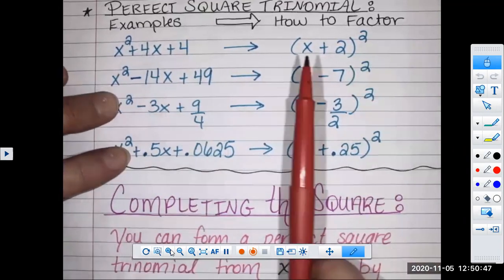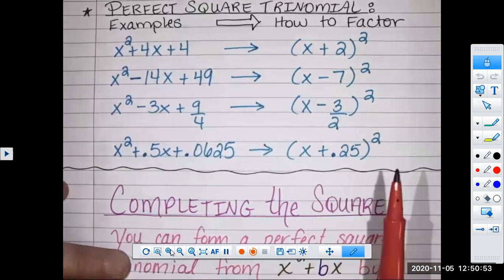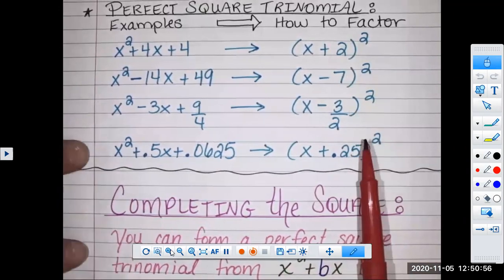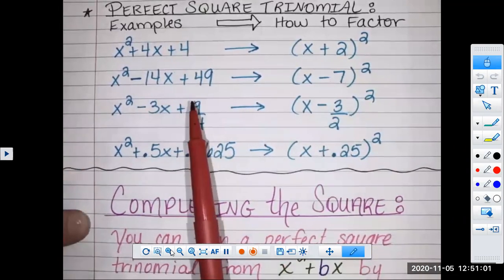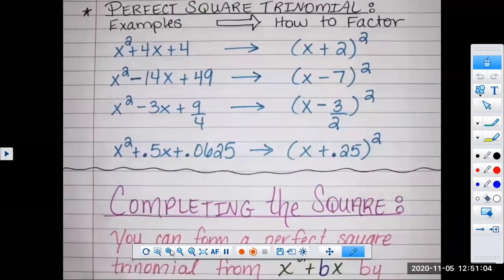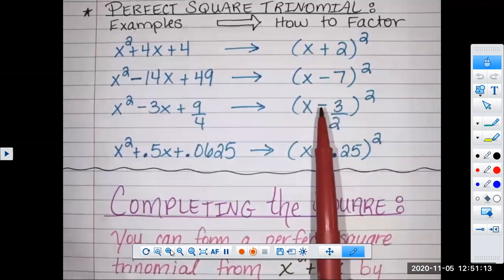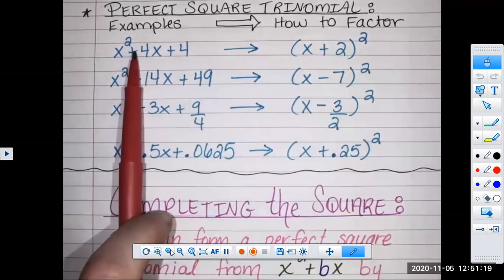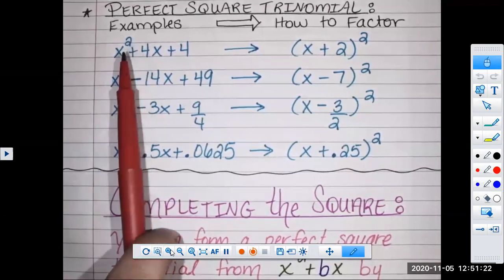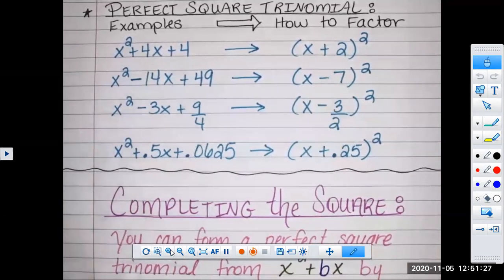Okay, I want you to notice, look at the sign in all 4 examples, and then look at the last number compared to that last number. Tell me what relationship 4 and 2, 49 and 7, 9 fourths and 3 halves, what relationship do they have? Good, they're the square root. Where do you think this sign inside comes from? Good. This sign will come from the middle term's sign. So if the middle term is plus, this is plus, and if the middle is minus, it's minus there.